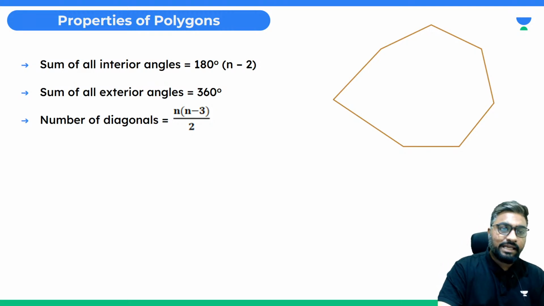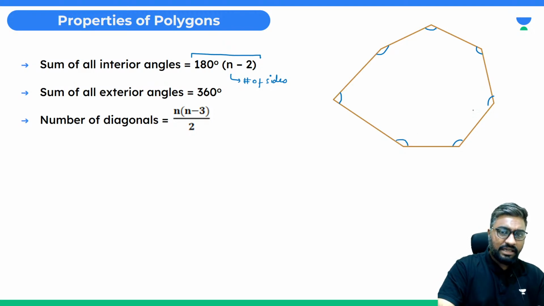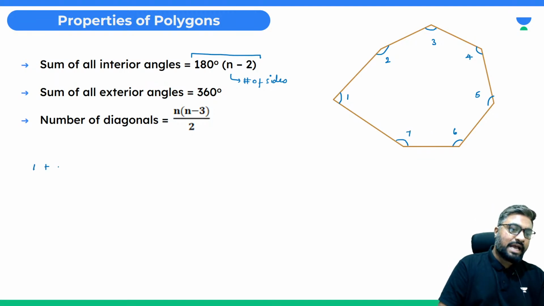The sum of all the interior angles of a polygon will always be of the form 180 into n minus 2, where n is nothing but the number of sides. Okay, 180 into n minus 2. So if you look at these angles, angle 1, 2, 3, 4, 5, 6 and 7, if I want to find out the sum of all of these angles, this is a 7-sided polygon.